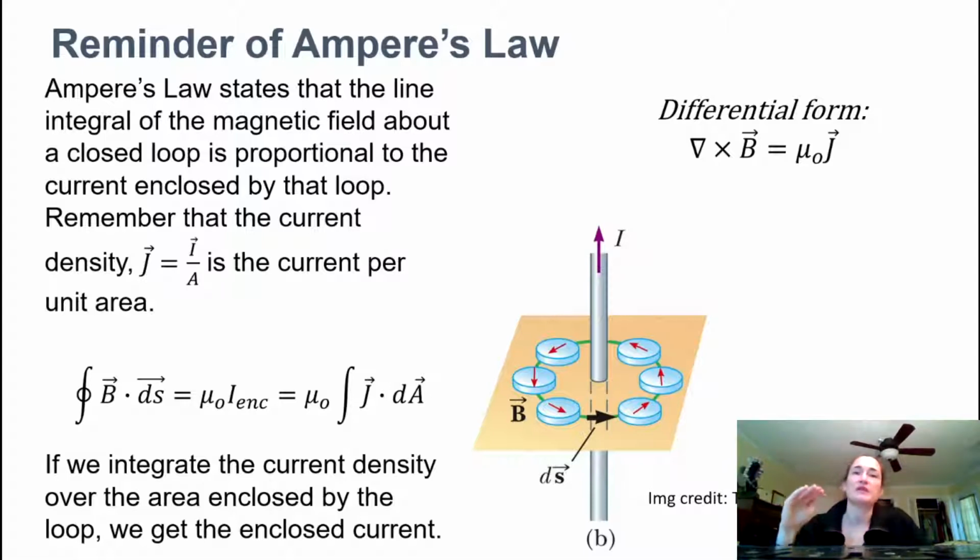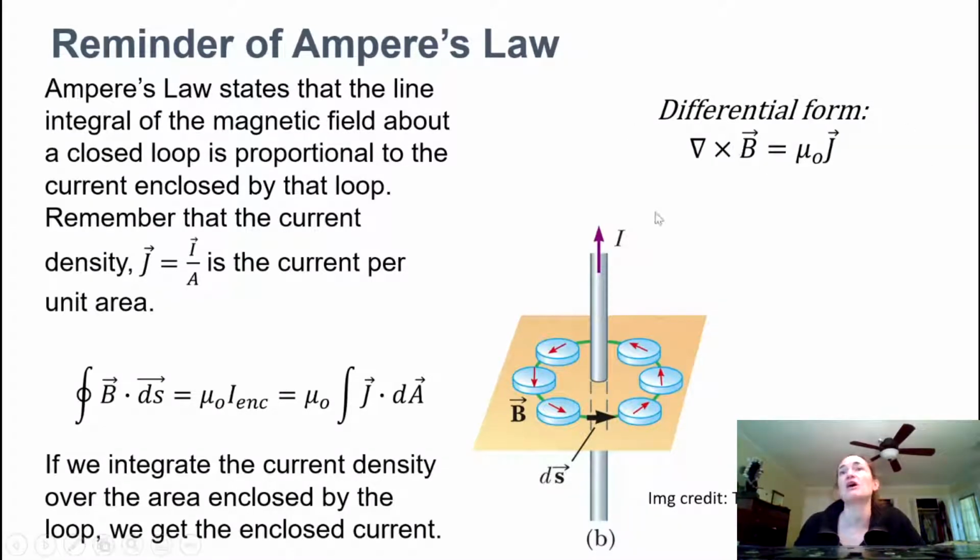Now, if you want to put that in terms of the current density, J, remember the current density is the current per unit area, then it would be the integral of B dot ds is equal to mu naught times the integral of J dot dA, okay? And here the integration of the area on the right-hand side of the equation would be the area that's enclosed by your Amperian loop, okay? So on the left-hand side, you're doing a line integral. On the right-hand side, you're doing a surface area, okay?